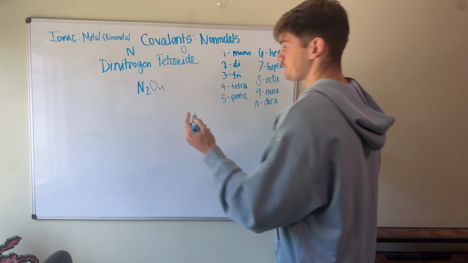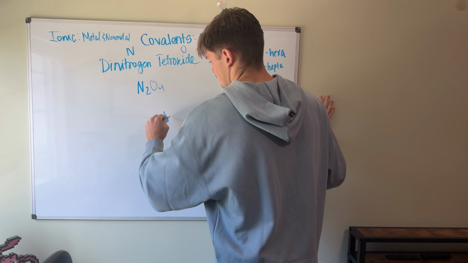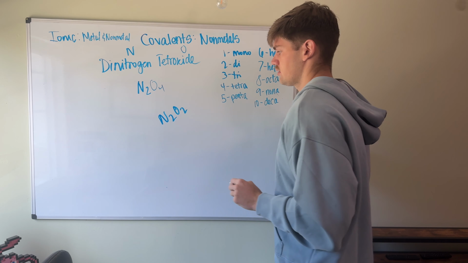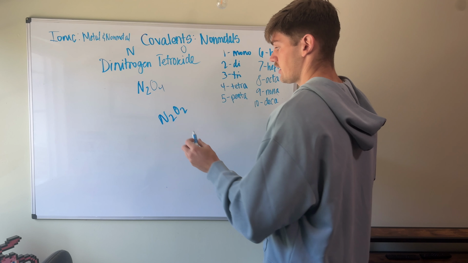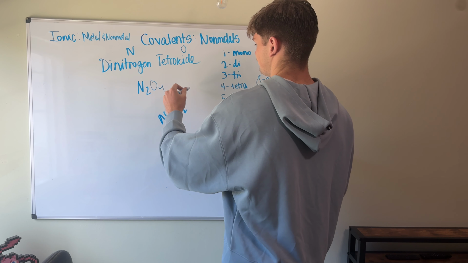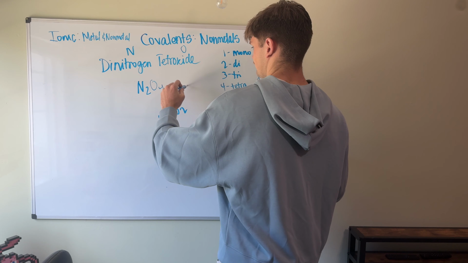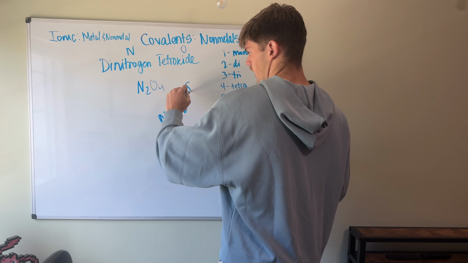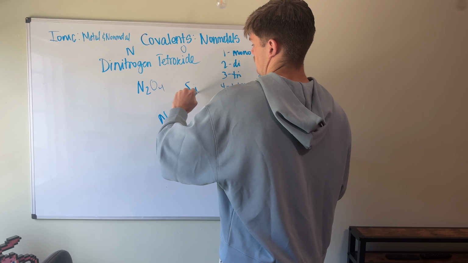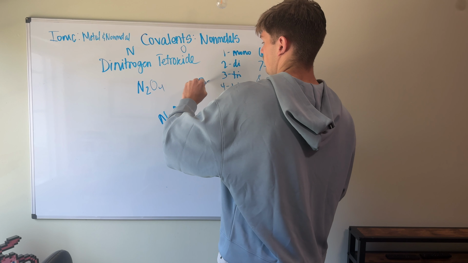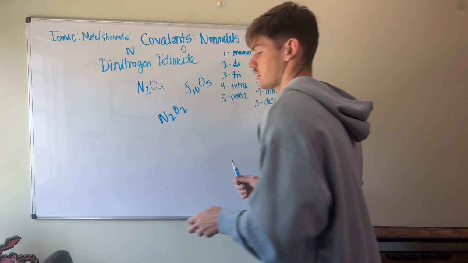Like if I gave you, I don't know, something like N2O2, it still is always going to be 2 and 2. If I gave you S10O5, you may want to go 2 and 1, but it's always going to be that same exact thing.